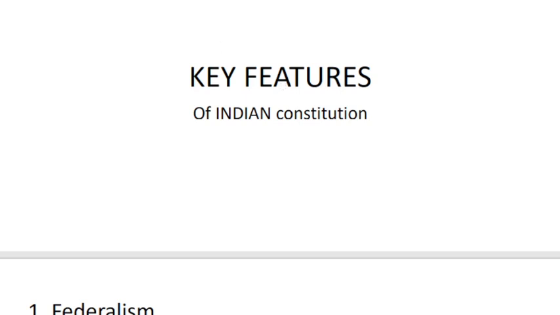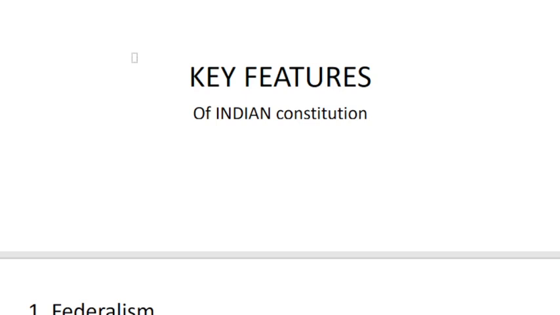In 1934, the INC, Indian National Congress, demanded the formation of a Constituent Assembly. After some days, the Constituent Assembly was formed, and it started drafting a constitution for India. They started in December 1946, and it was completed in November 1949.